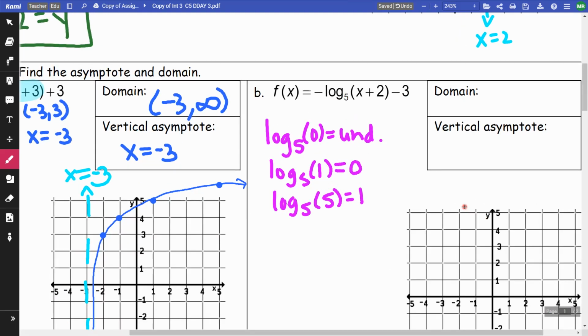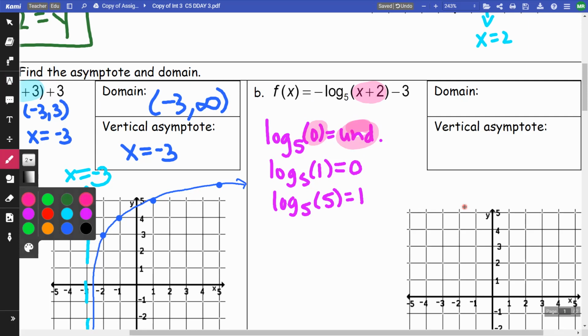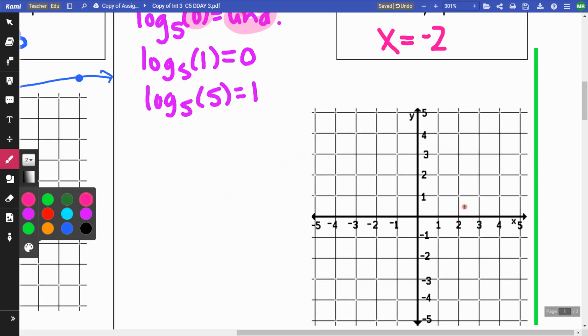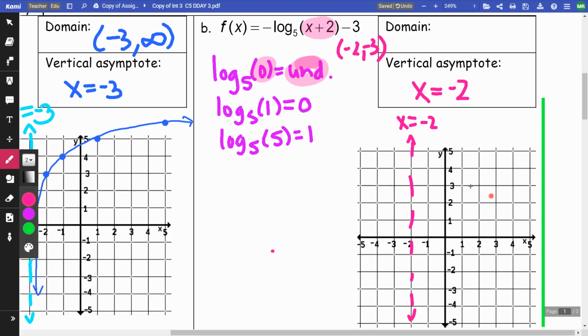So I'm concerned with what would make this be undefined. What would make it 0? Okay, so what makes this 0? Because whatever makes that 0 is going to be my asymptote. So that's going to be at x equal -2. And then kind of my critical point or my locator point is going to be -2, -3. So let me draw my asymptote in at x equal -2. And then I'm going to have that critical point at -2, -3 down here.